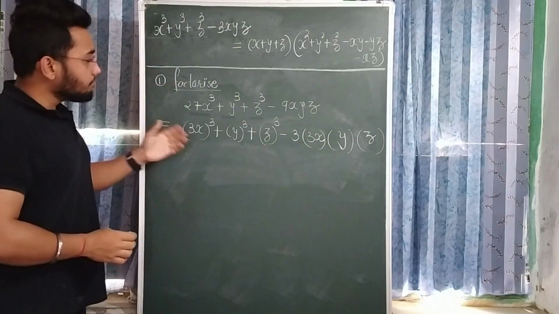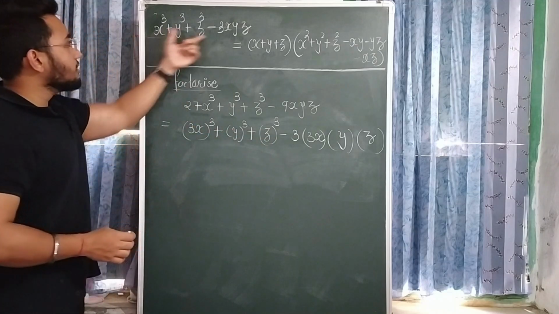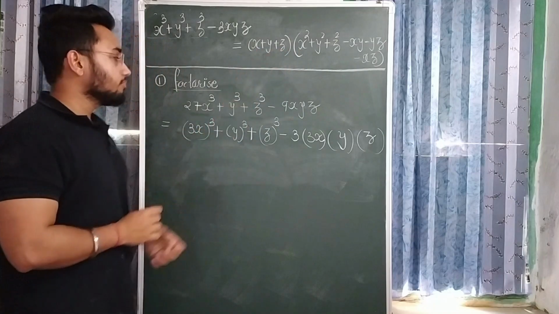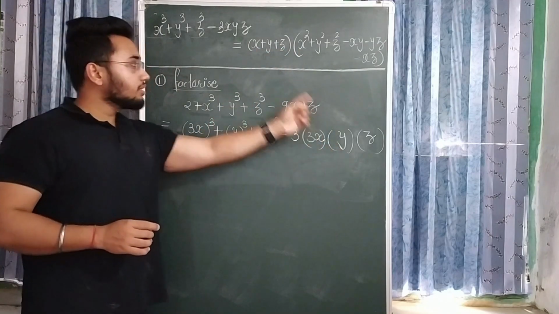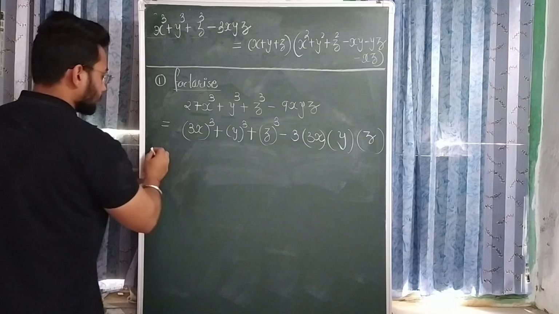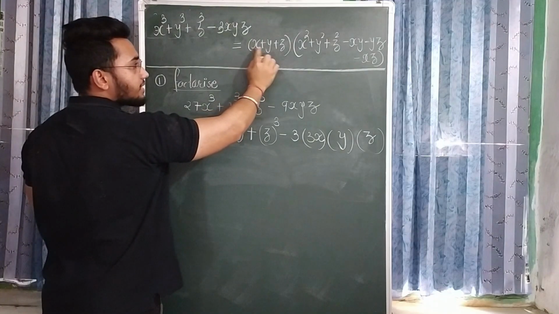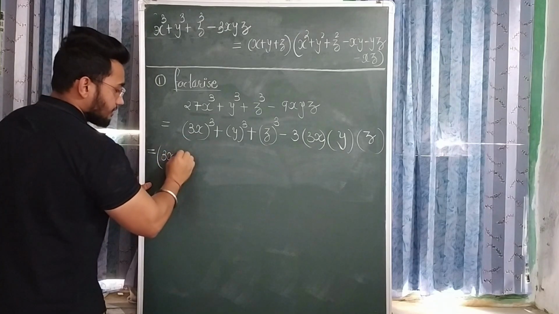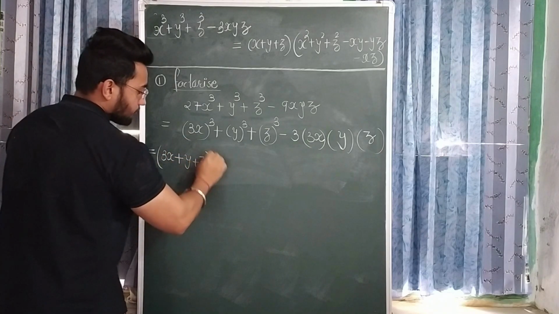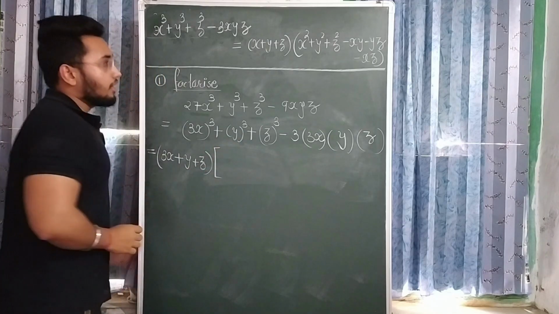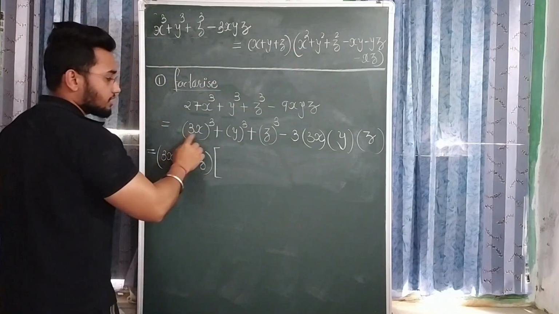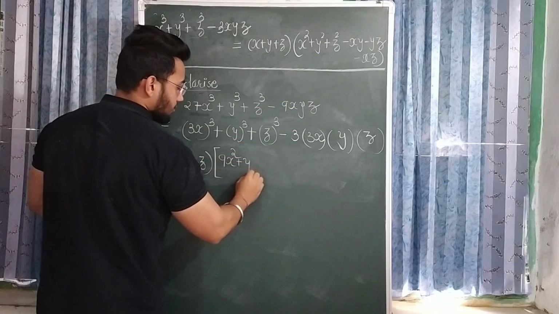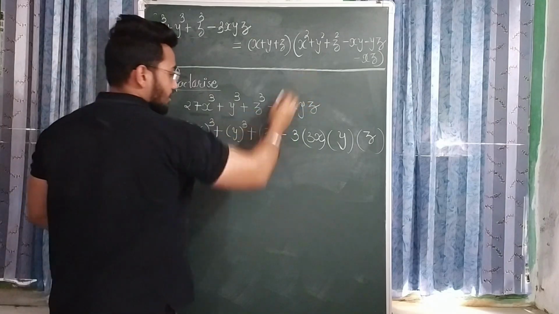Now simple, our example is directly in the form of this identity. Now we just have to expand our example in this form. First we have to write x plus y plus z, means we have to write here 3x plus y plus z. Now x square means 3x square, 9x square, y square remains here as it is, and z square.